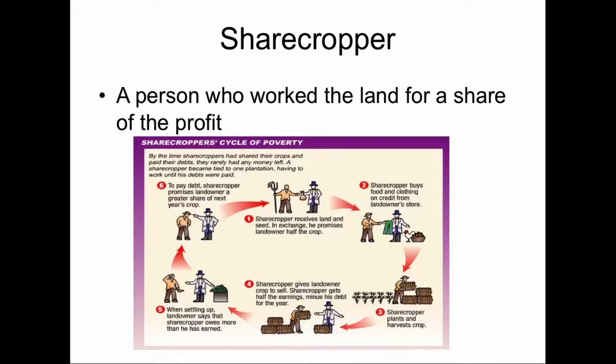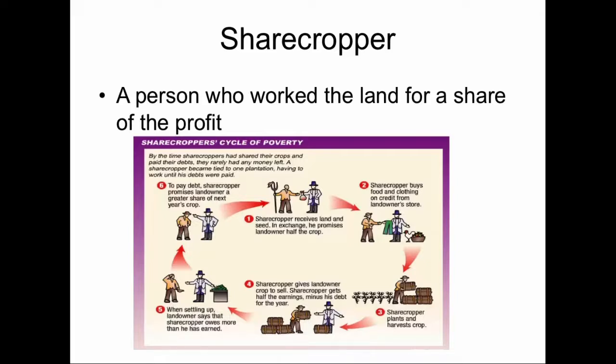So the sharecropper comes to the piece of land. Typically, there's a little cabin or house built on the piece of land for the sharecropper to live in with his family. But the sharecropper basically comes to this arrangement with nothing, with no money, nothing.